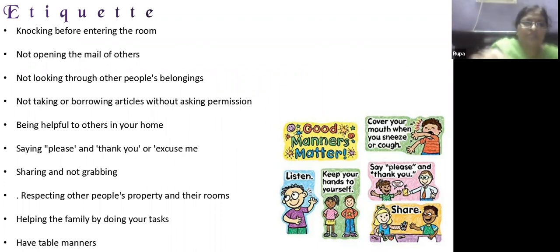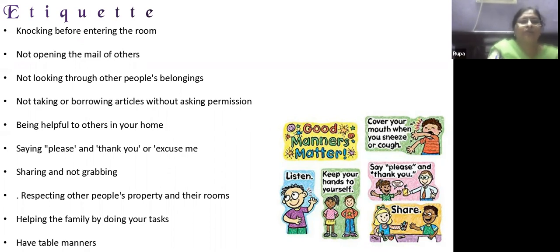Share it, children. Don't grab it, miss. Don't take it by force. Share whatever you're having in a very decent way, respecting other people's property and their rooms. Property can be anything, children: their wallet, their purse, their bags. So don't touch them without their permission. You should respect their privacy.